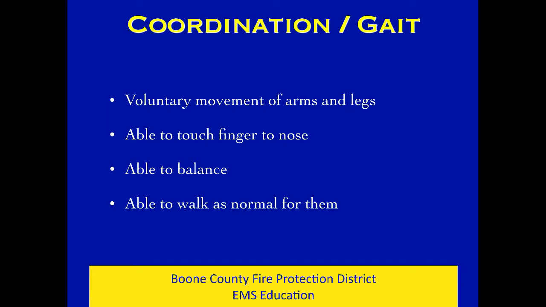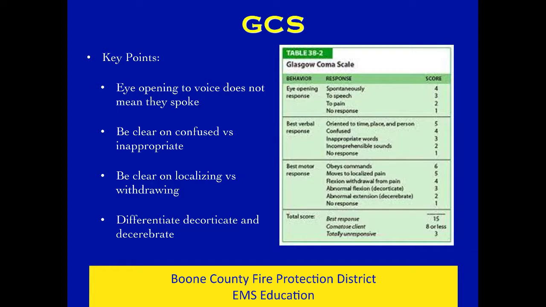Can they voluntarily control movement of their arms and legs, touch a finger to the nose, balance? It's not quite a field sobriety test, but there are elements of that, and able to walk as normal for them. A change in that could indicate a change in their neurostatus.